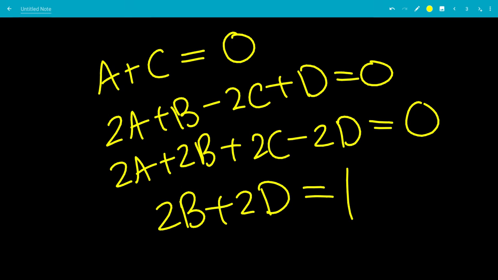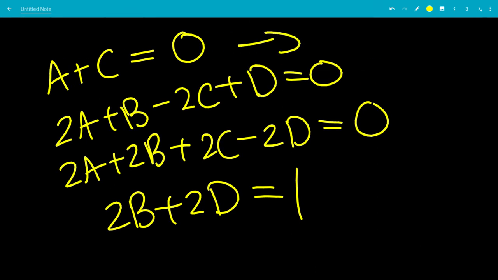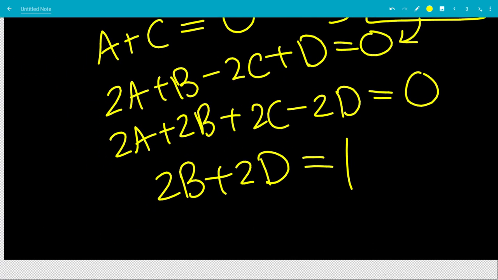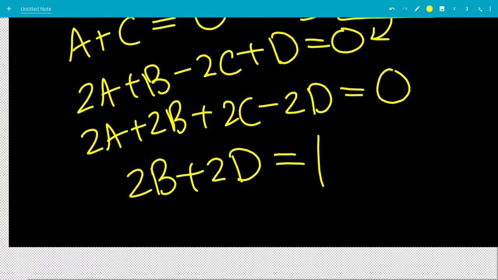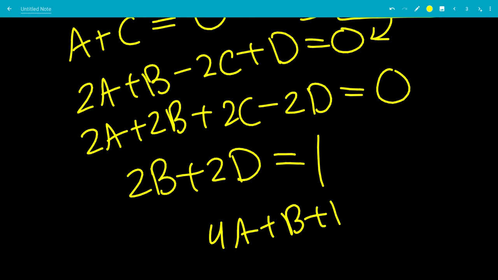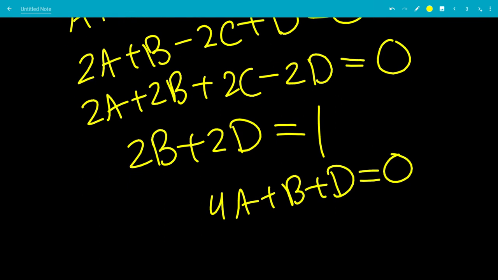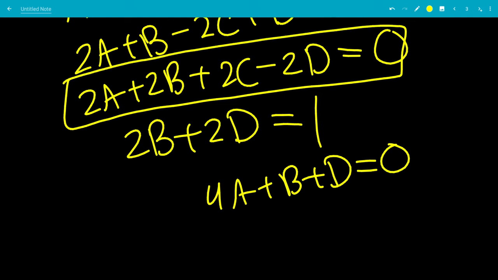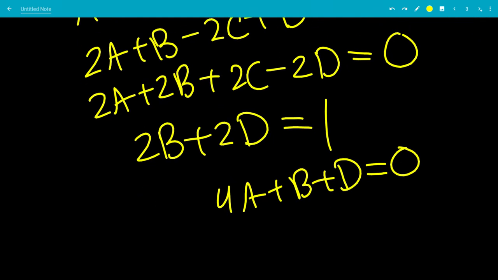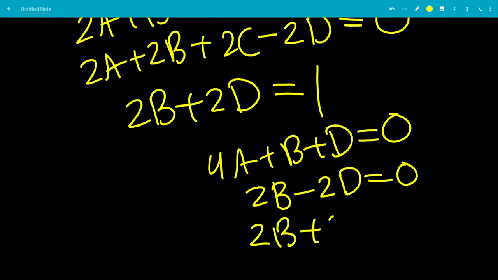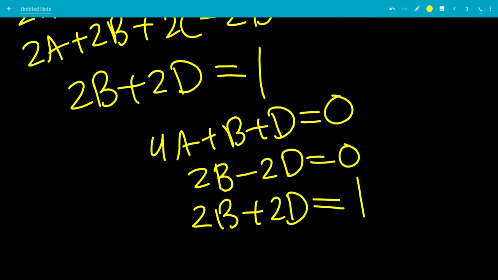Okay. So what does this tell us? That tells us that c equals minus a. That's good. So plugging that into the second equation, we have 2a minus 2c. So that's 2a minus 2 times negative a, which is plus 2a, so that's 4a plus b plus d equals 0. For the third equation, 2a plus 2c, we can factor out 2, so we have a plus c, that's 0. So that would be 2b minus 2d equals 0. We have 2b plus 2d equals 1. Okay.